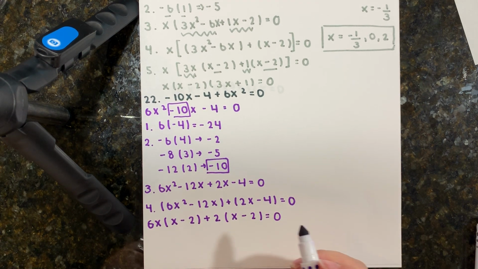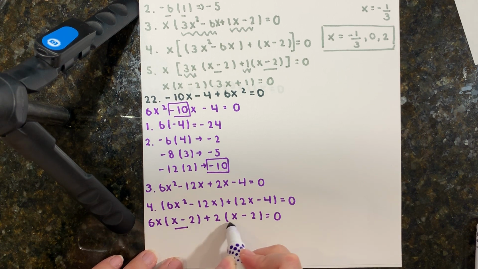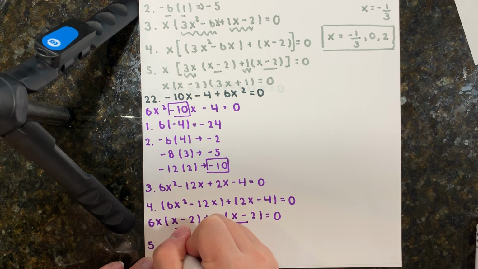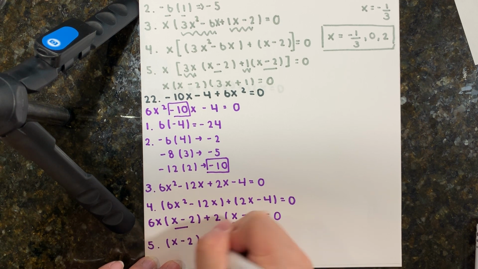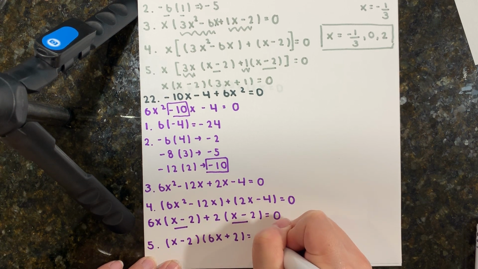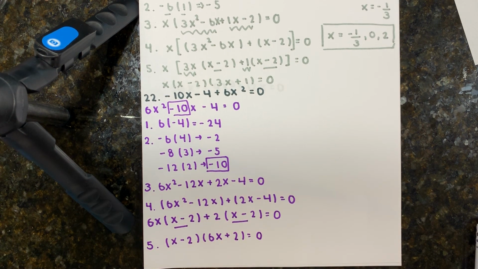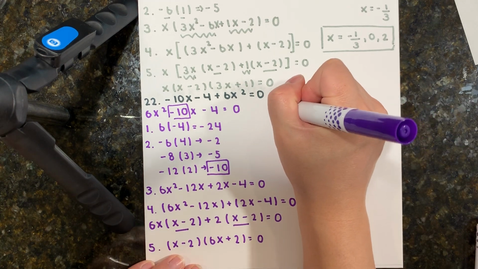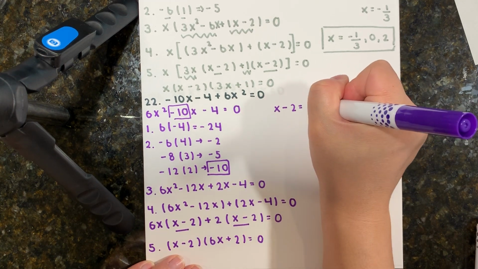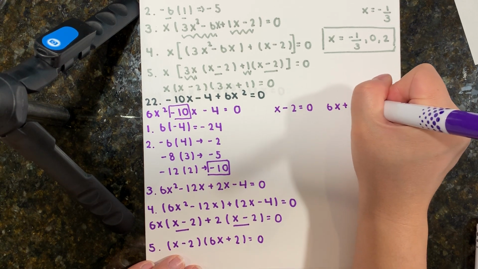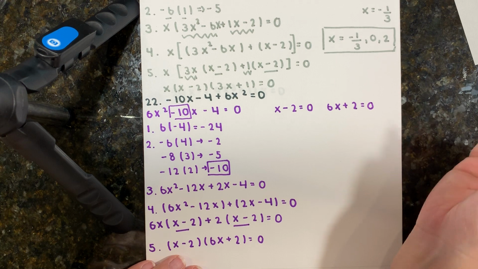So now step 5 is to factor out the like expression, which again should be x minus 2. So that means I have x minus 2 times 6x plus 2. And that would be set equal to 0. But you are solving, so for numbers 21 through 26, you're solving. So I have to set each of these parentheses equal to 0. So my first one would be x minus 2 equals 0, and then 6x plus 2 equals 0.